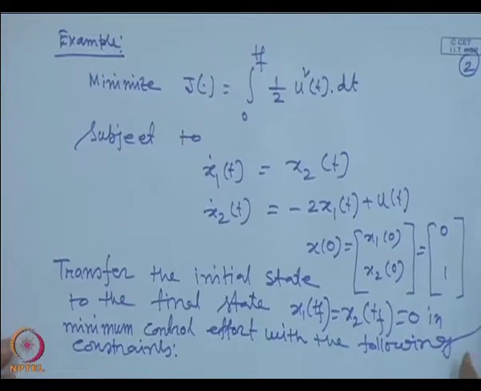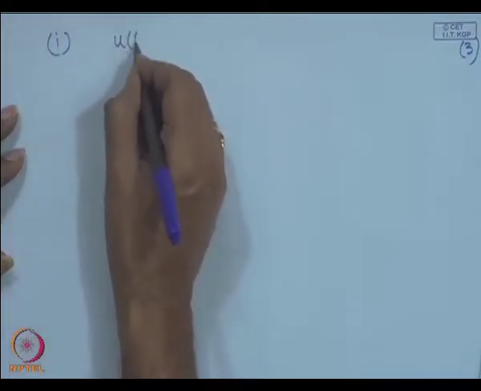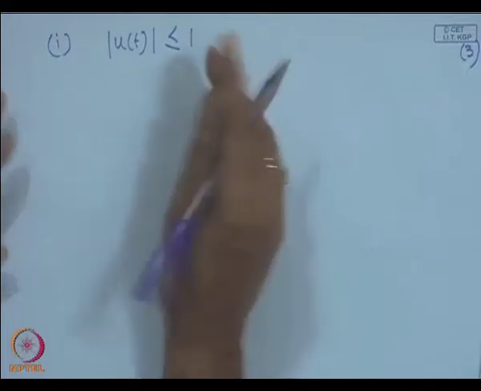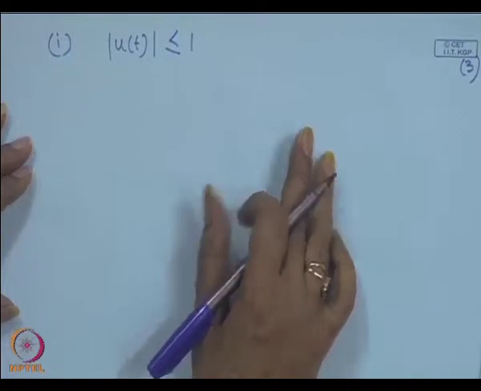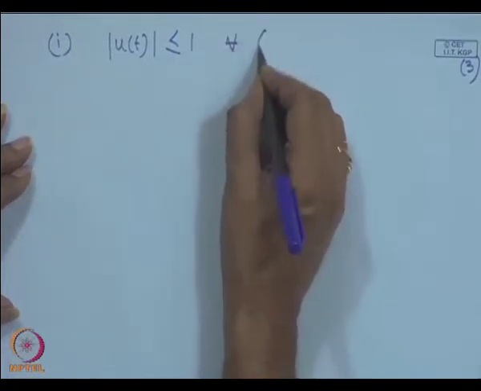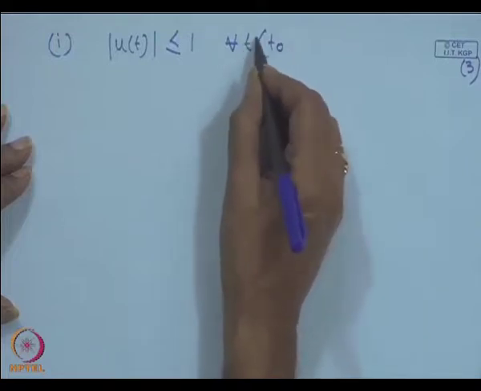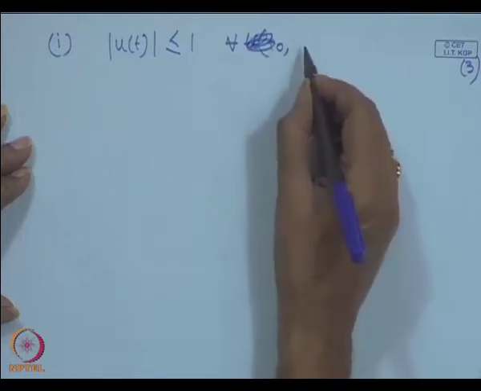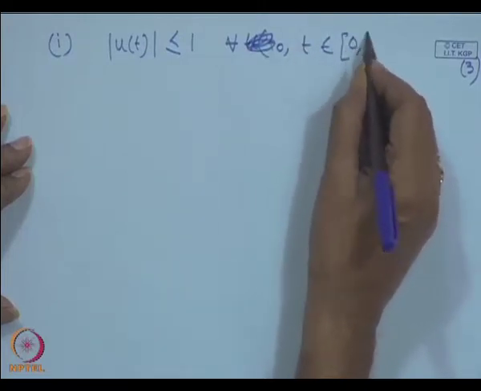So, this is our problem. What constraints are given? The first constraint is that the mod of u of t must be less than or equal to 1. That mod of u value will be less than 1 for all t belonging to 0 to T f.